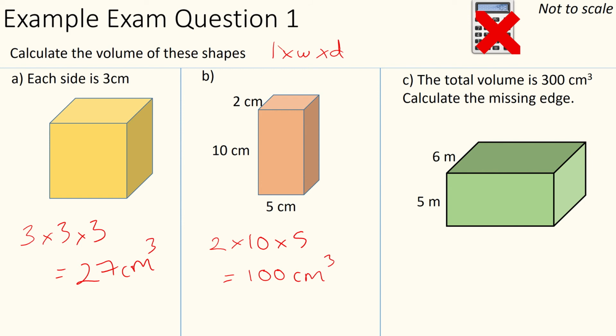It's a shame it's only worth 1 mark, but this one actually tells you what the volume is. So the total volume is 300 centimeters cubed. We need to find the missing edge, the missing edge at the bottom. We know that the inside of the shape is 300 centimeters cubed, so we're going to work backwards. When we already have the answer, if we're working backwards, we'll end up doing a division to get back down to what this missing edge is.